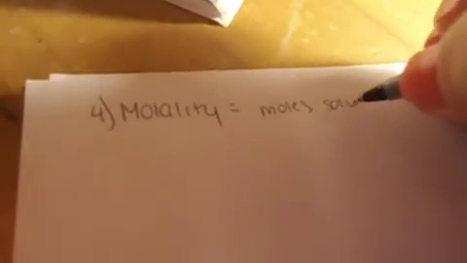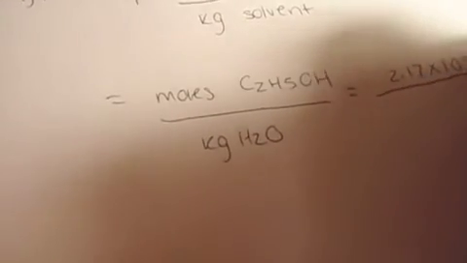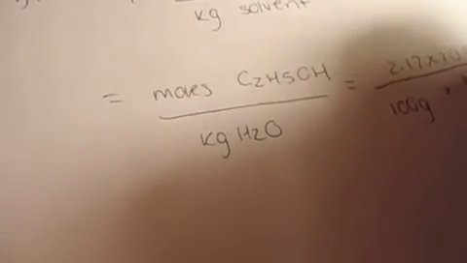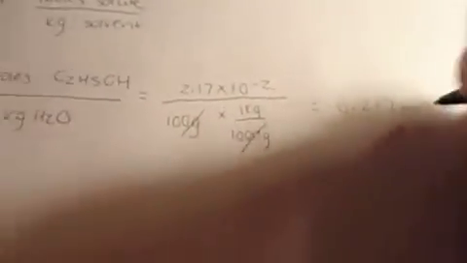Finally, we're going to find the molality. Some people confuse molarity and molality, but they're actually really different. Molality is defined as the moles of solute, which is going to be our ethanol, divided by kilograms of our solvent, which is the water. So we're going to have 2.17 times 10 to the negative 2 moles of ethanol divided by 100 grams of water times 1 kilogram over 1,000 grams. Grams cancel, and our final answer is going to be 0.217 molal. Little m stands for molality.